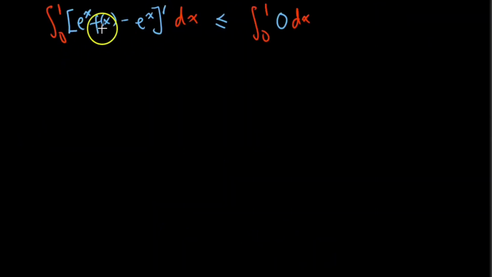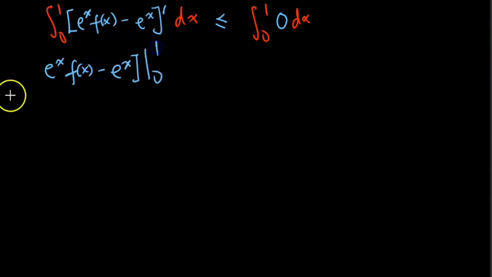When you integrate the derivative, by the fundamental theorem of calculus, we are going to evaluate the function inside from 0 to 1. So we evaluate e to the x times f of x minus e to the x from 0 to 1, without the derivative because the integral is taking care of that. Well, when we integrate 0 over the interval, we are just going to have 0. So this is at most 0.